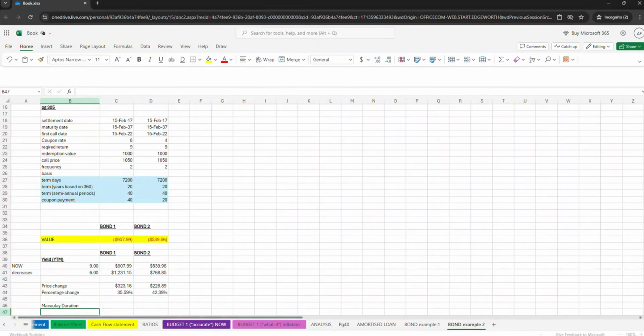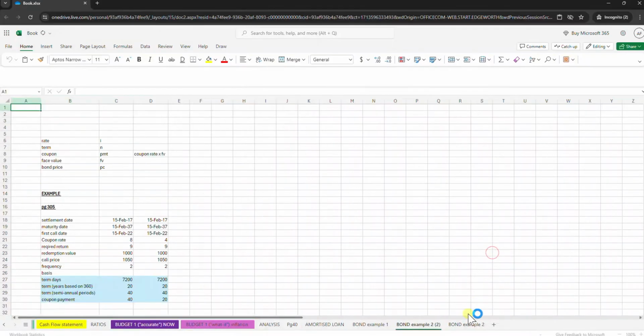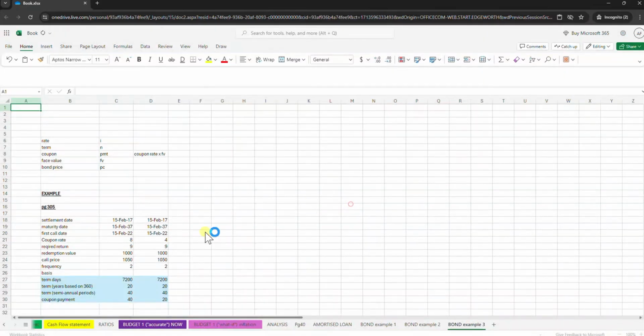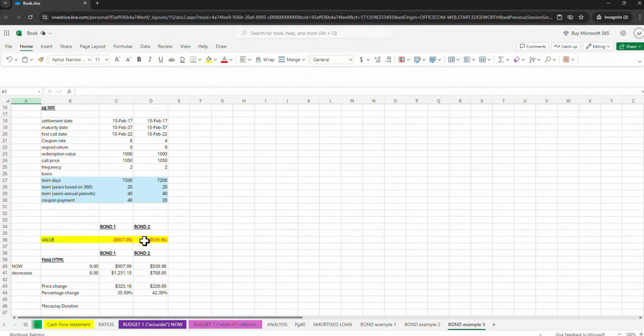Okay, the question has changed again, looks like it. Is it still the same question? 907? Oh, it's 10%, yeah. Okay, let me just duplicate this again. Bond example number 3. All right, so it's the same set of data, but the yield has changed to 10. Why? Because of a 1% increase in interest rates. Do you see that? Yes.